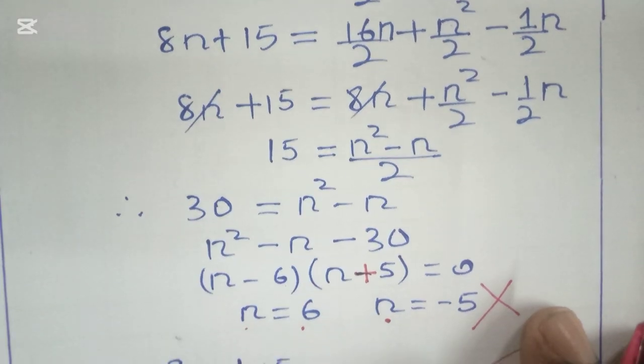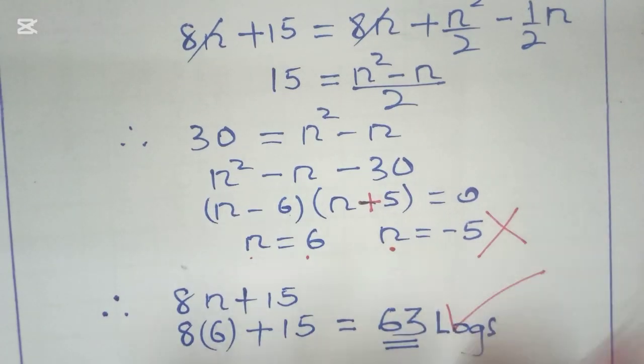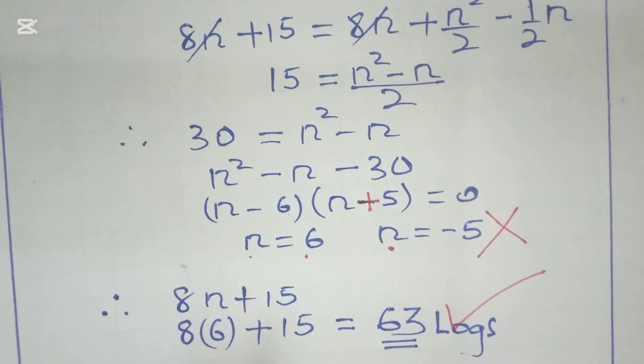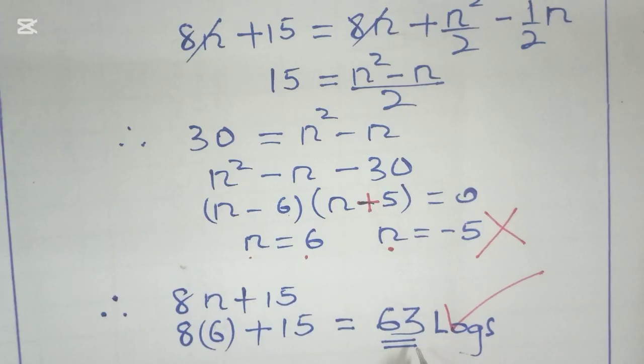Guys, now we come and substitute in our equation here. 8n plus 15, we put 6. So guys, this is 48 plus 15, and we finally get 63 as the total number of logs.